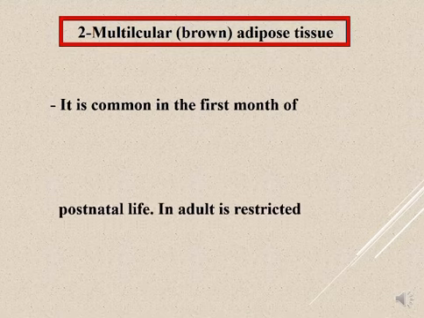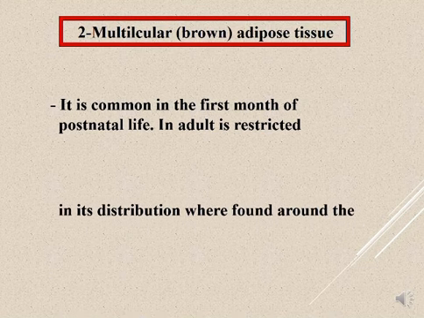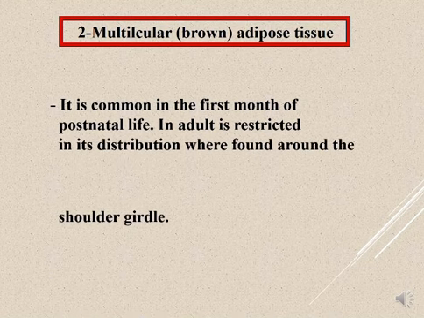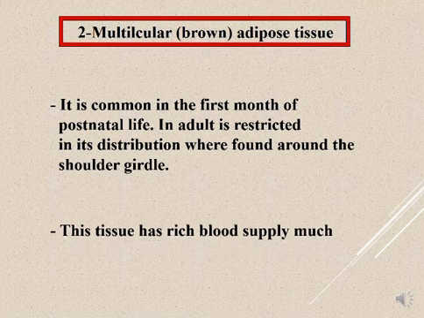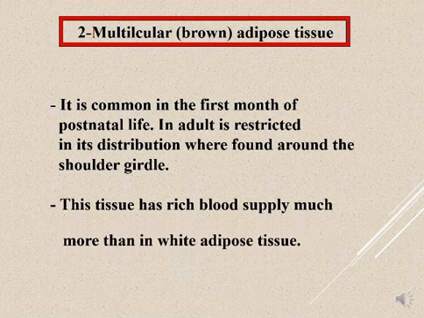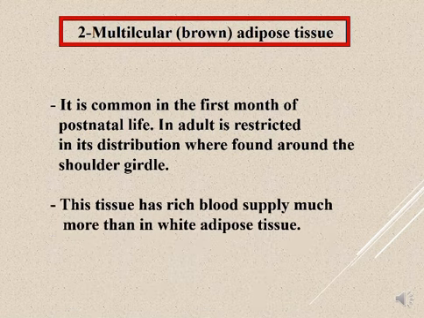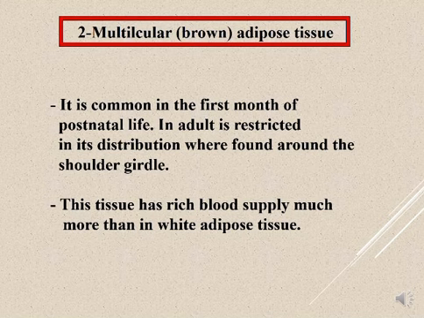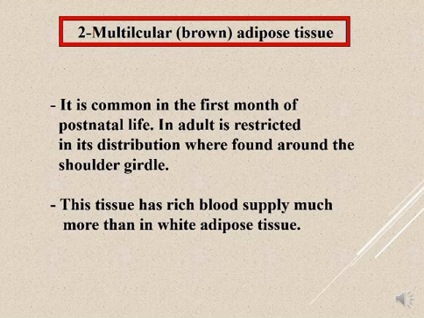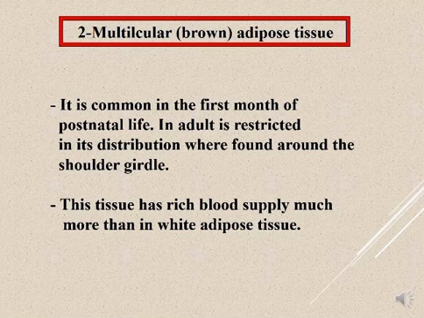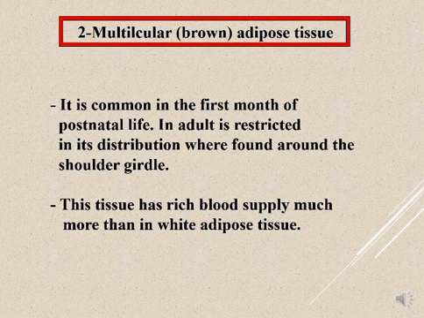Multilocular adipose tissue, or brown adipose tissue. This type of tissue is common in the first month of postnatal life, the first months of the baby after birth. In adults, it is restricted in distribution, where it is found around the shoulder girdle. This tissue is rich in blood supply as compared with white adipose tissue.